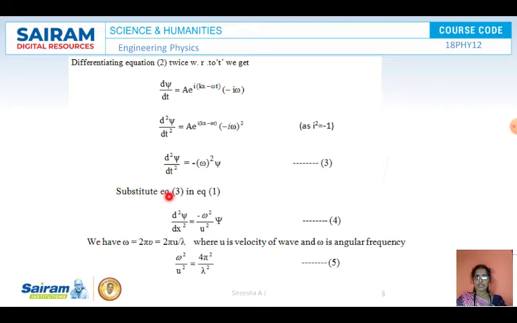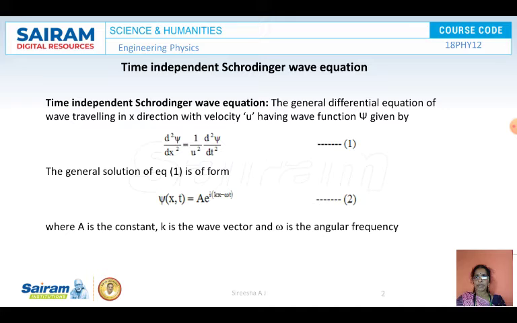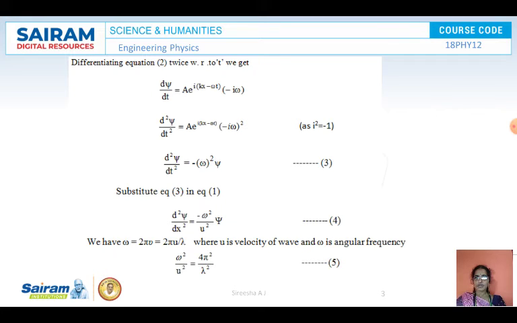So, substitute equation 3 in equation 1. That means the value of d square psi by dt square, you are substituting in equation 1. What is equation 1? We have the general wave equation here: d square psi by dx square is equal to 1 by u square into d square psi by dt square. Substituting the value of d square psi by dt square into equation 1, you are getting d square psi by dx square is equal to minus omega square by u square into psi. Let this be equation 4.